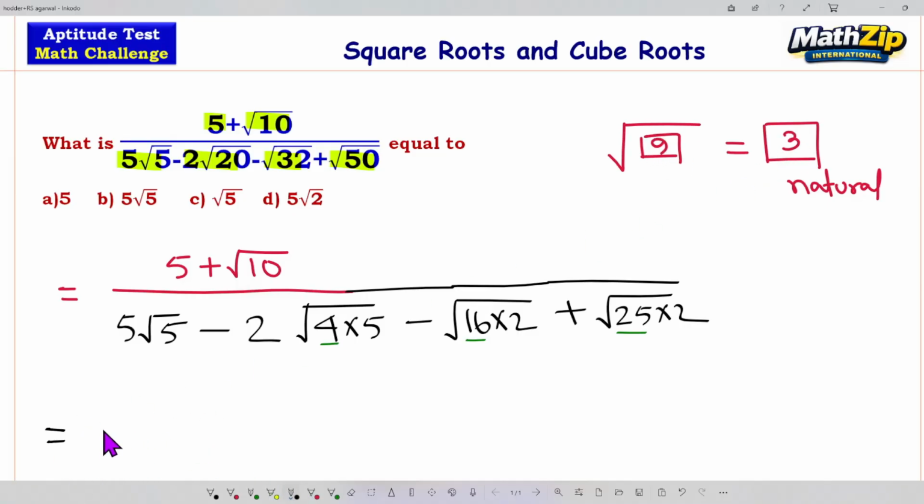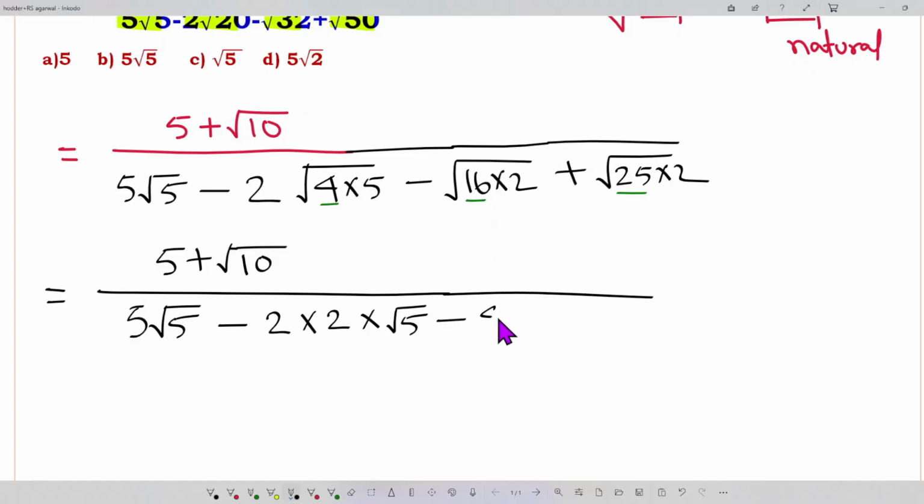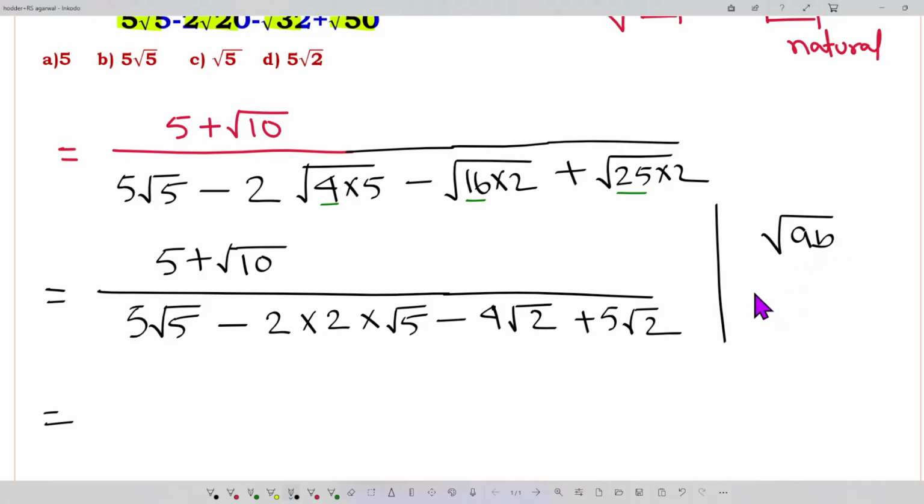Now, 5 + √10, then 5√5 − 2 times √4, which is 2, and times √5, minus √16 which is 4 and here √2, plus √25 which is 5 and √2. Then how can it work? Look, √(ab) we can write as √a times √b.